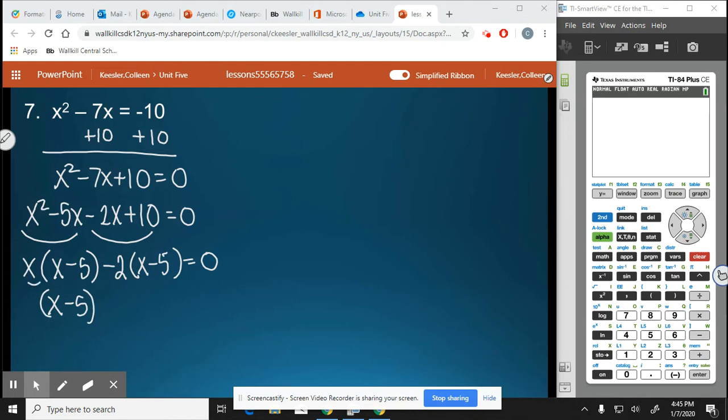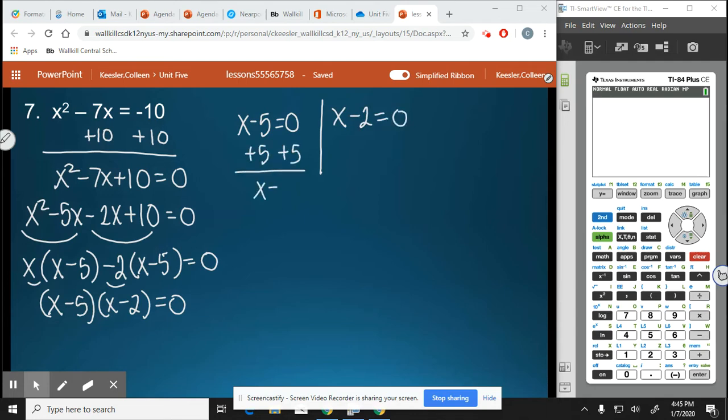And my second binomial is x minus 2 equals 0. So now I have two equations to solve because I have two answers whenever I have a quadratic equation. So either x minus 5 equals 0 or x minus 2 equals 0. If I add 5 to both sides, I get x equals 5. If I add 2 to both sides, I get x equals 2. So my two solutions are x equals 5 or 2.